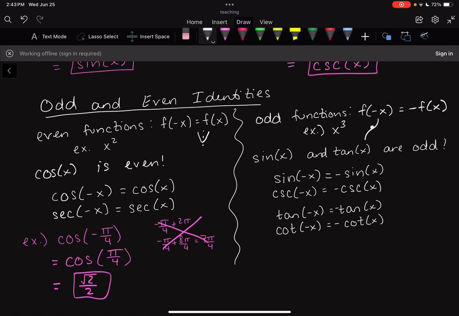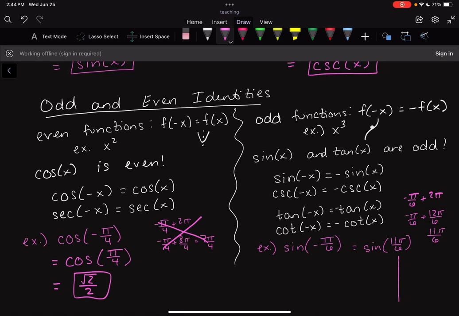And again, let me show you an example of this. I'll do one with sine. Let's say we're going to do sine of negative pi over 6. Before, I would have said, okay, negative pi over 6, let's add 2 pi. So that's negative pi over 6 plus 12 pi over 6. So this would be 11 pi over 6. We would have had to say, okay, this is the same as sine of 11 pi over 6.